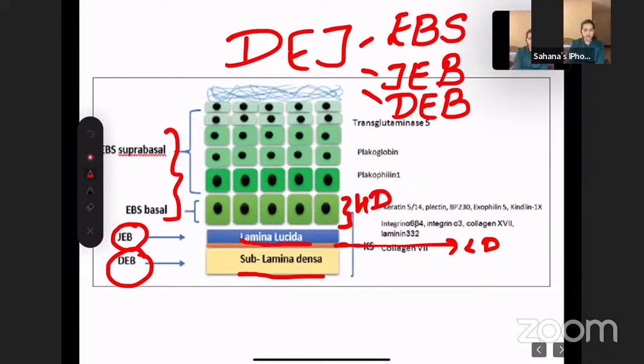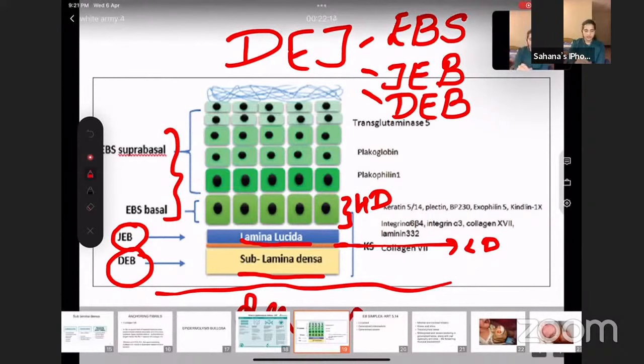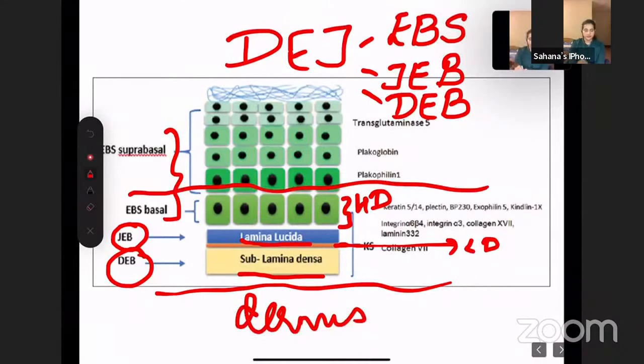The more superficial forms of EB, the ones which affect only the epidermis, are not very severe. As we go further down, the manifestations are more and more severe. So just remember that epidermolysis bullosa simplex affects only the epidermis. Junctional EB affects the lamina lucida, and dystrophic EB affects the sublamina densa. And below the sublamina densa is the dermis. Okay, so this is the epidermis. So this is the dermoepidermal junction.